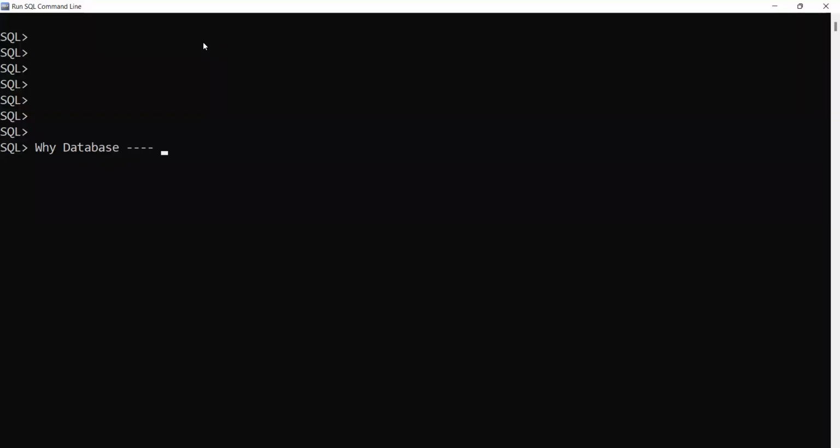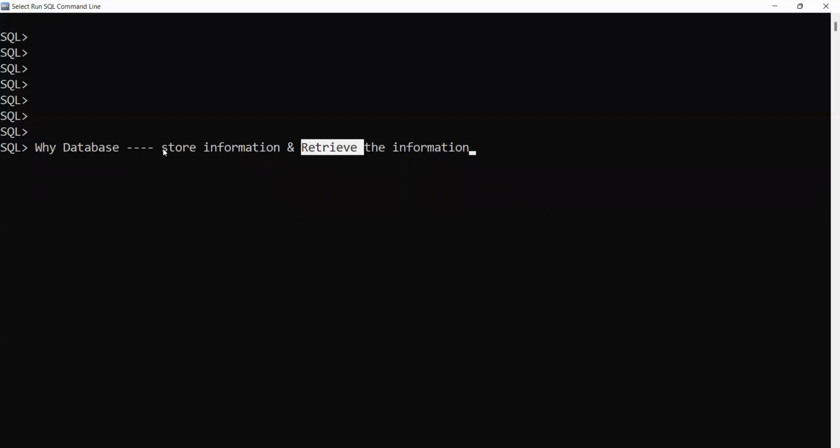Okay. So we need a database to store information. And when you store information, what is the objective of storing the information? We will retrieve that information in future. So these are the two basic purposes of storing data in the database. We store, we retrieve.